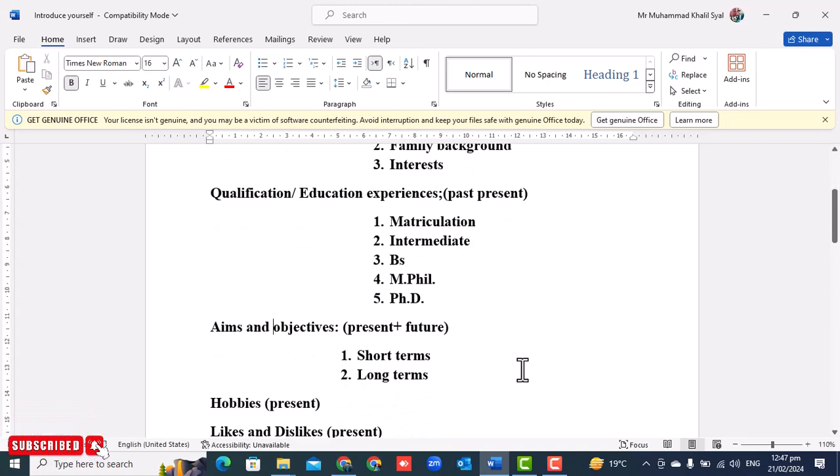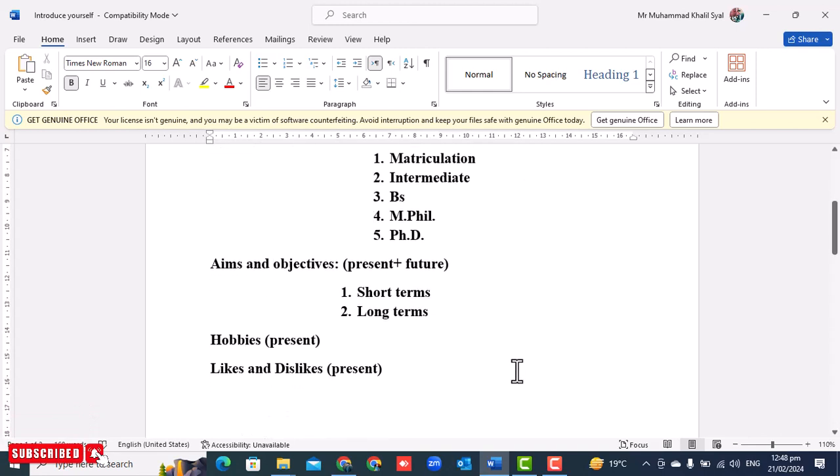The next is aims and objectives, I mean your future plans. We can use the present: I want to become, and for the future, I would like to become. And there should be two terms. The first is short-term goals, and the second is long-term goals. For example, short terms are for specific periods, and long terms are like a lifetime.